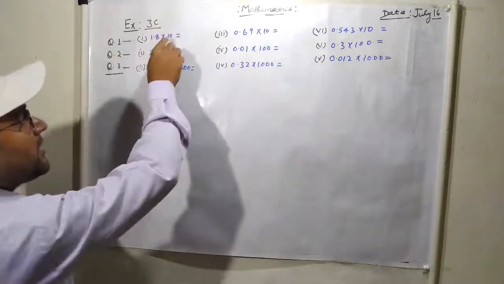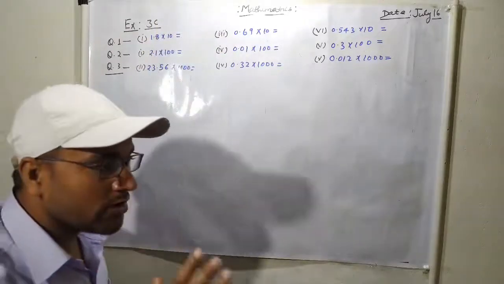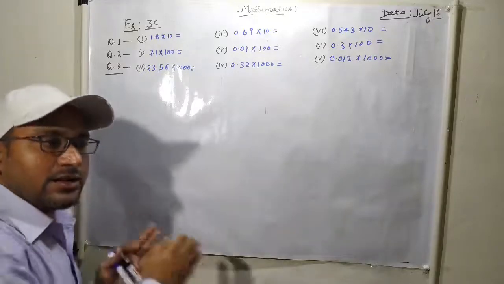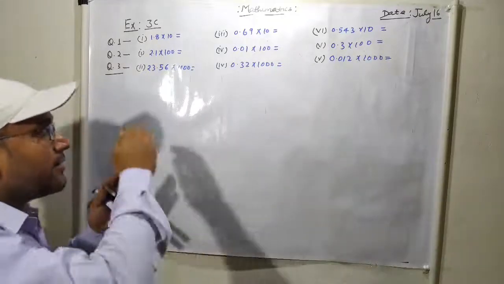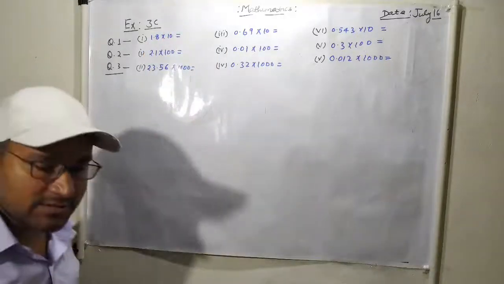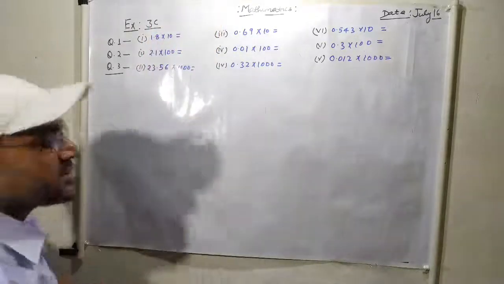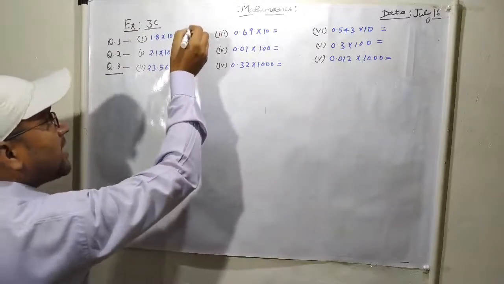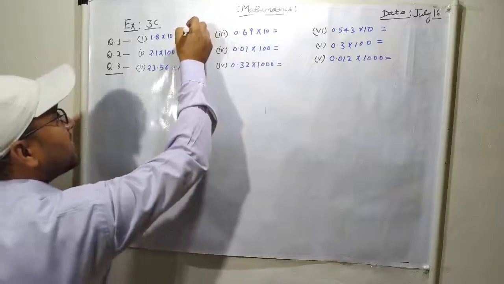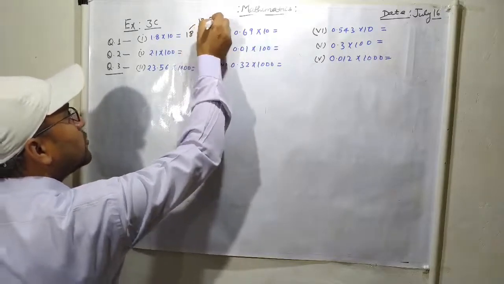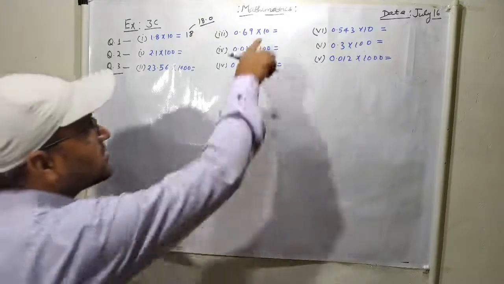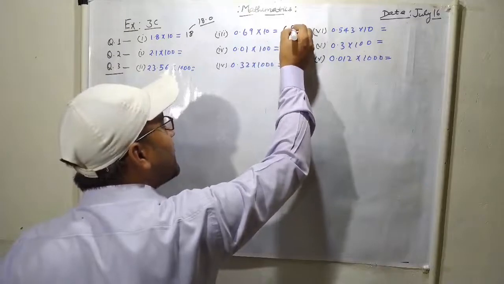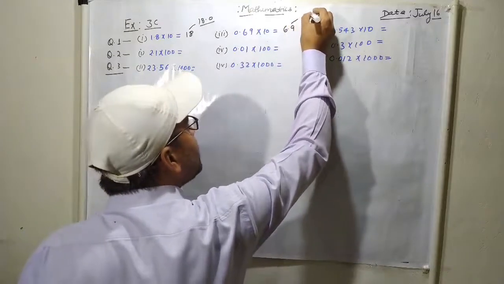The first question is 1.8 multiplied by 10. According to the rule, if you multiply any decimal number with a power of 10, your decimal point shifts to the right according to the number of 0s. Here it is 10, so your decimal point shifts 1 place to the right. So your answer is 18. You can write it as 18 or 18.0. Both are correct, students.